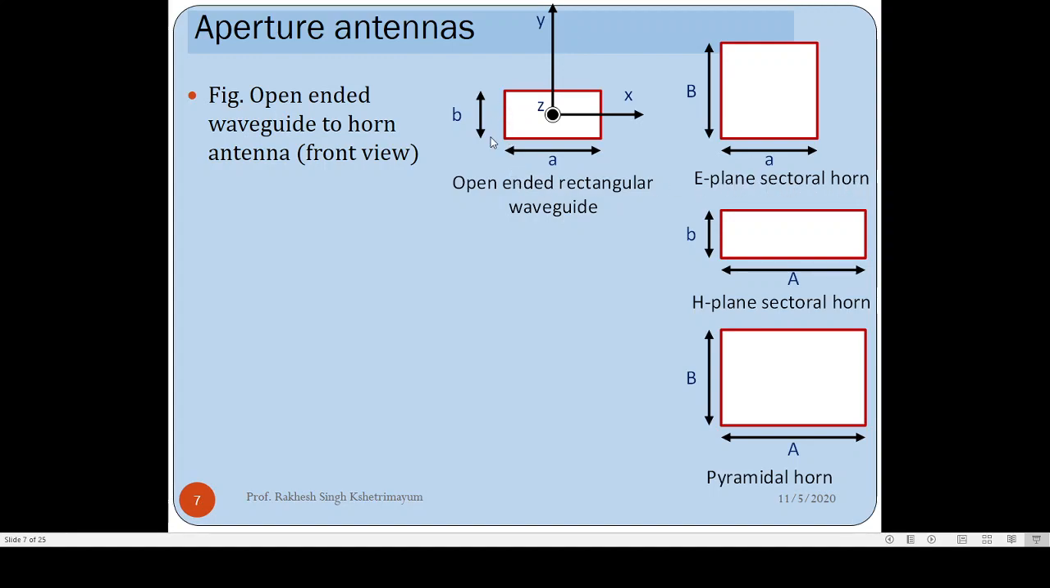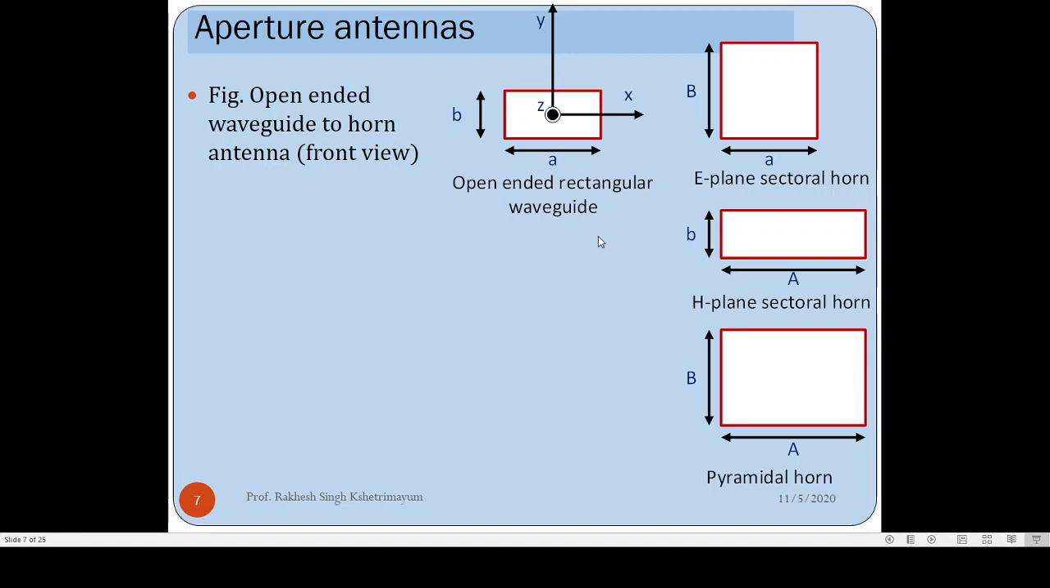Similarly, I can also keep this dimension fixed and increase this dimension. So B is fixed, but small a becomes capital A, it becomes larger. In that case, the H-plane is in the XZ plane. So what we are increasing is the X dimension of the waveguide. So we call it the H-plane sectoral horn.